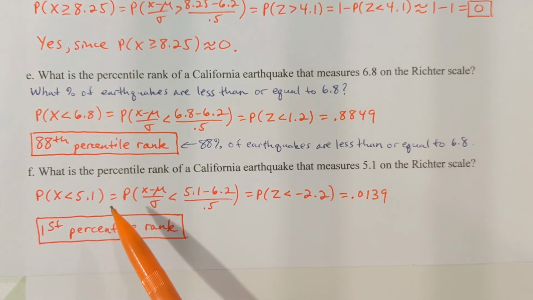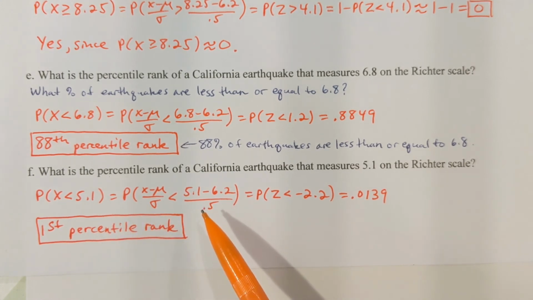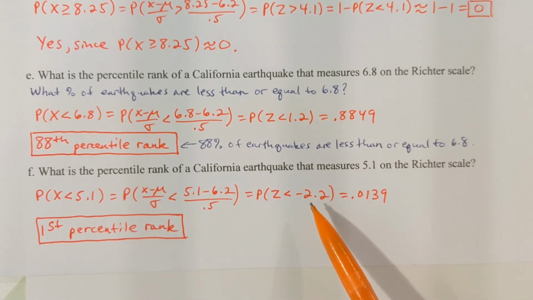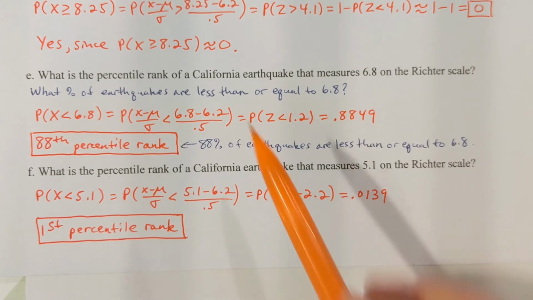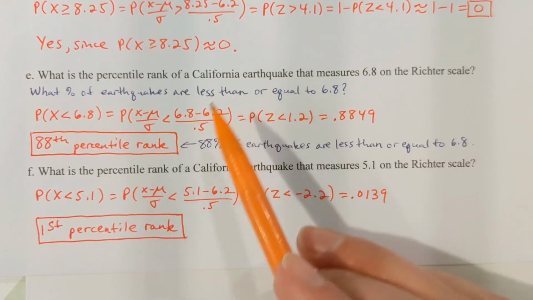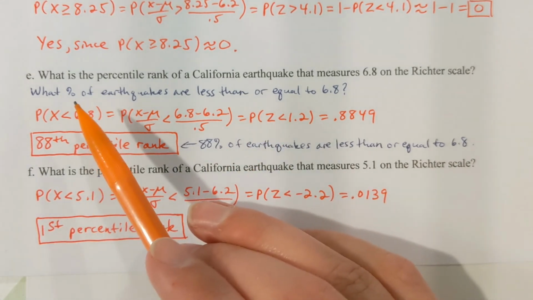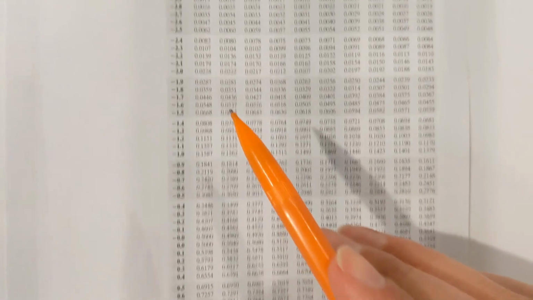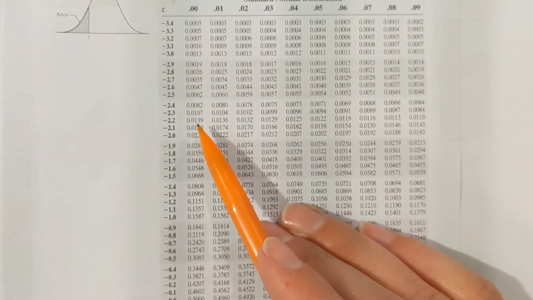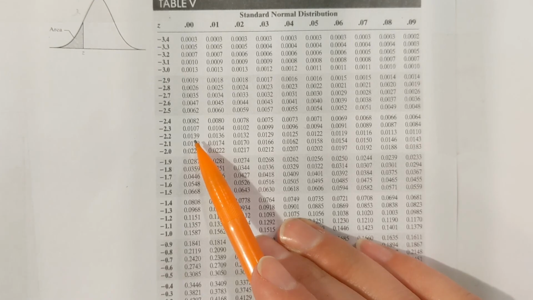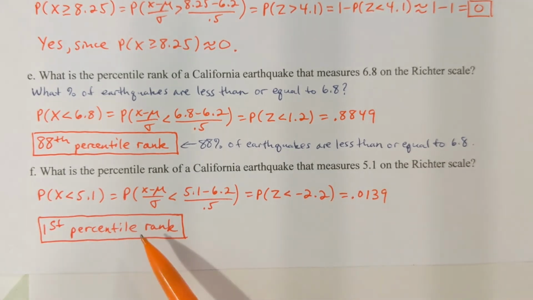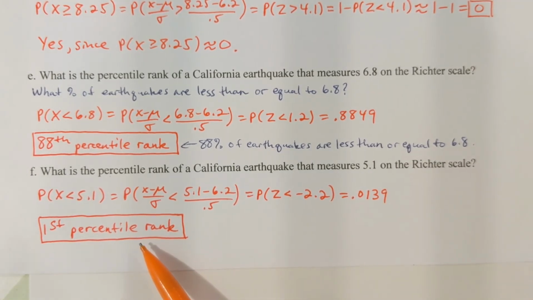Let's do that now. I'll change the variable here from x to z, and the z-score that I'm getting is negative 2.20. We're again describing area to the left. Less than or equal to are really keywords to describe area to the left. That's why I've got a less than sign set up on both of these. Because this is area to the left, I can go to the chart now and look up that area. The area to the left of negative 2.20 is right here, 0.0139. And so this would be in the first percentile rank.